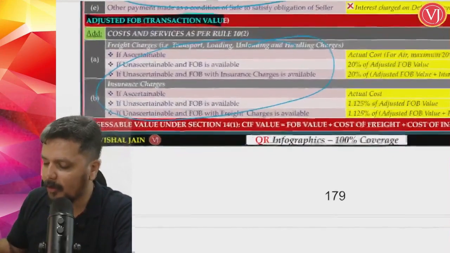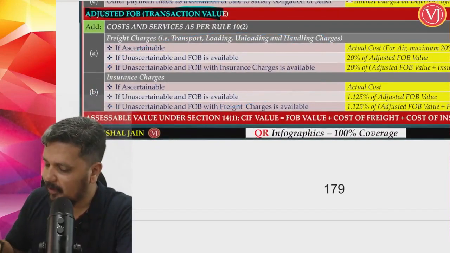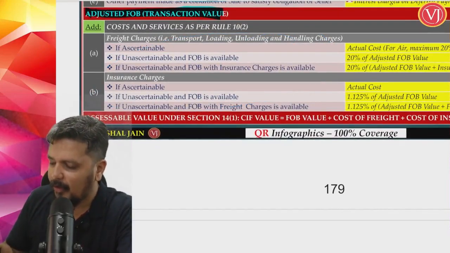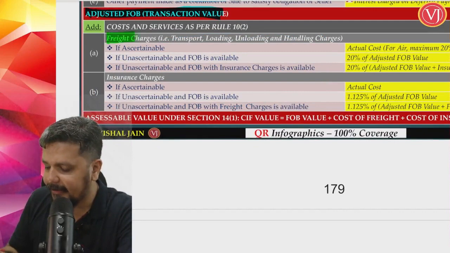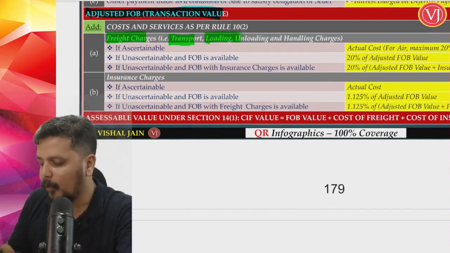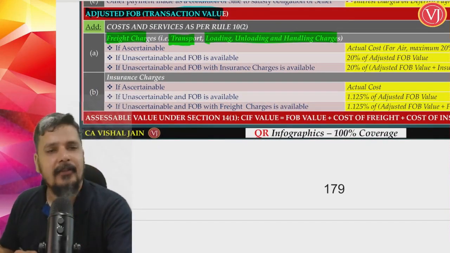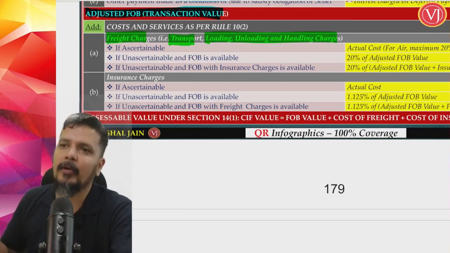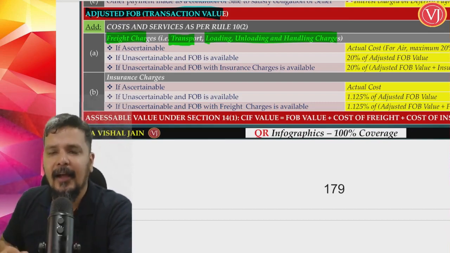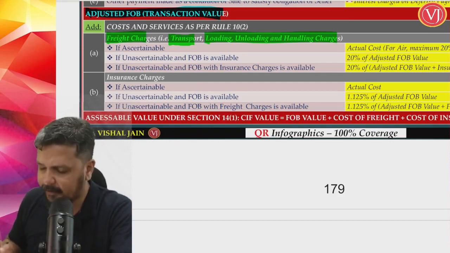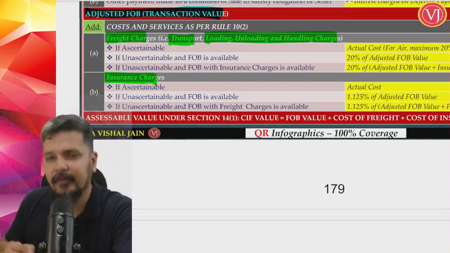10.2. What are the 2 additions? One is your freight. Technically it is transport, loading, unloading and handling charges. It's not only freight. We are going to call it freight. And then you have insurance.